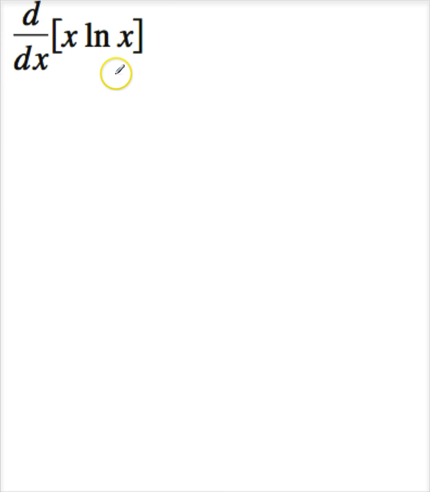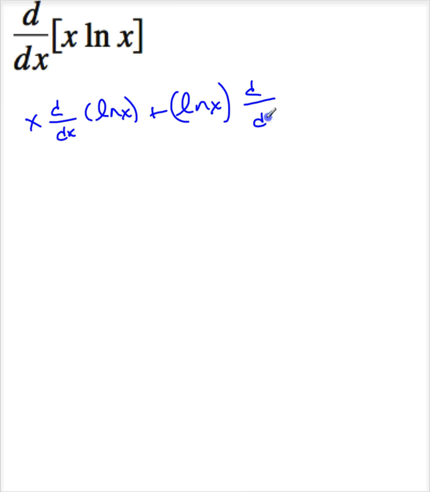Now here I have a product. I'm going to have to use the product rule for this one. So this is x times the derivative with respect to x of the log of x, plus log of x times the derivative with respect to x of x. So this is x times the derivative with respect to x of log x, which is 1 over x, plus log of x times 1. So this becomes 1 plus log of x.